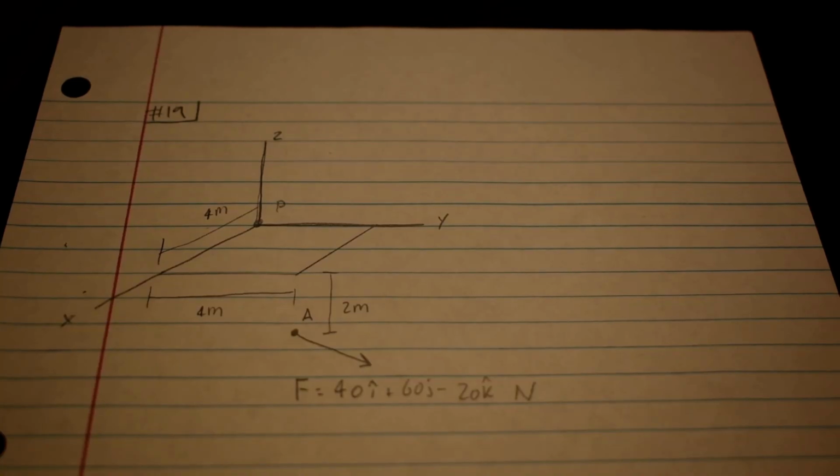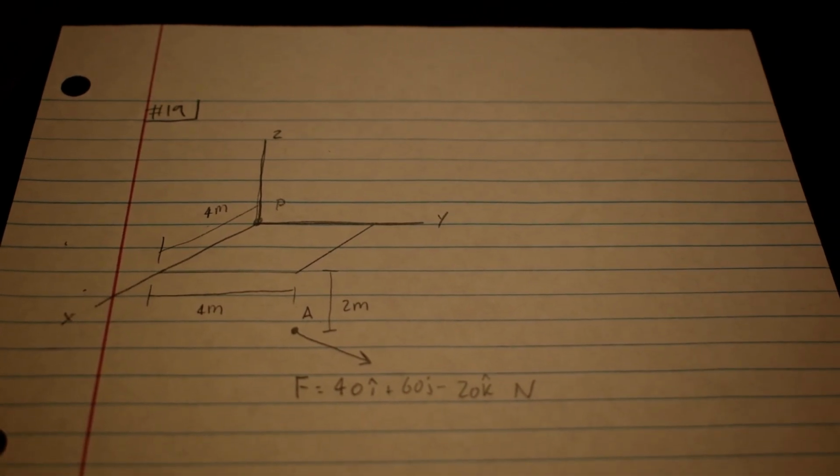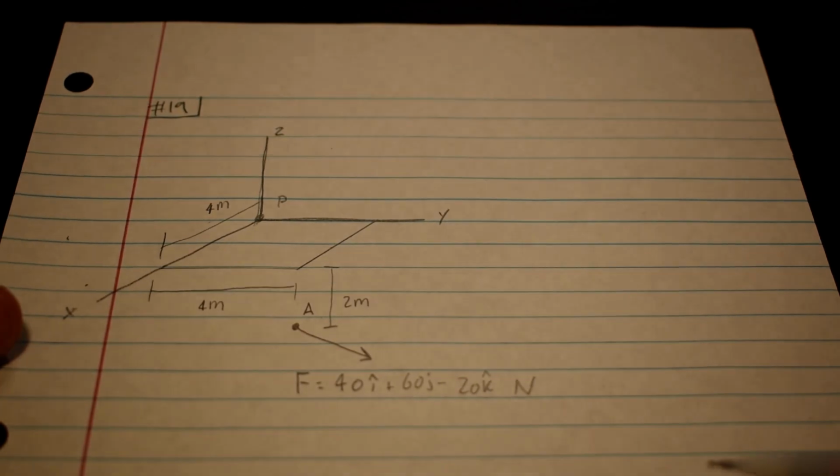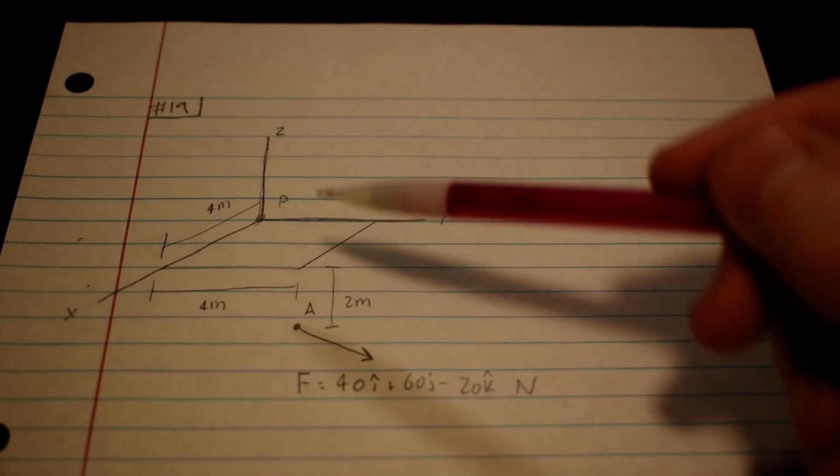Alright, so this is problem 19 in the exam 1 review set for ES 110 statics. In this problem, we have a force F away from a point P, and we want to find the moment that F causes about P.